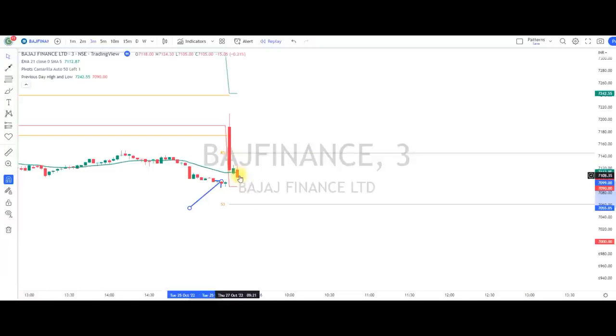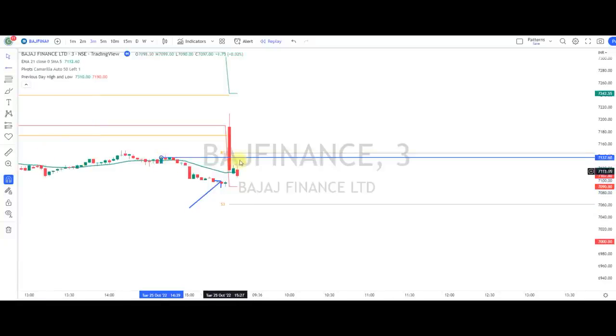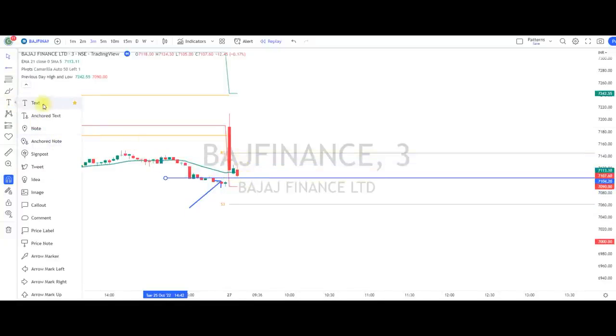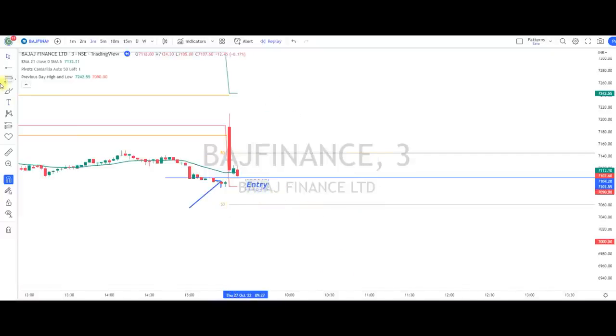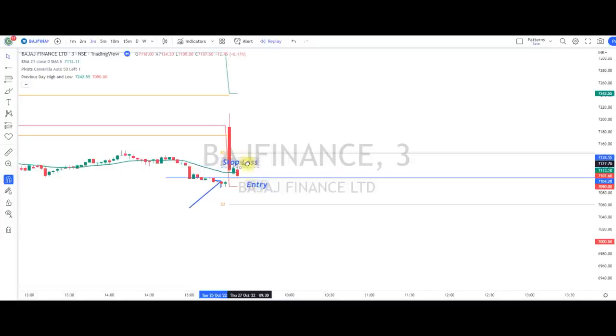So this is a green candle. So we got an entry below this red candle. Below this red candle is our entry. And the stop loss is the high of this red candle. We will see how this trade is going on.